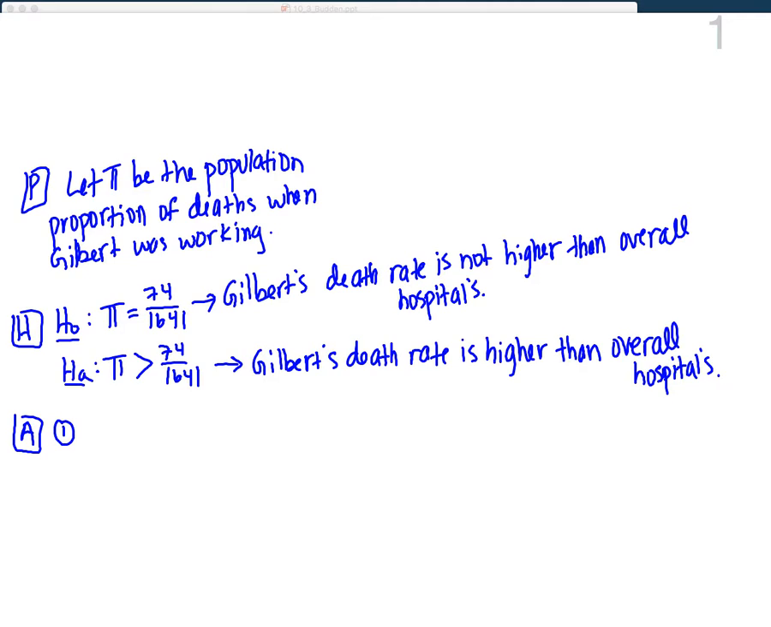Okay, assumptions. What do you think the first assumption is? We're in a simple random sample. Random sample. In this case, that would mean that Gilbert was randomly assigned patients. Do we have to say, like, check assumptions? Yeah, that would be a good idea. Say something like, we are checking the assumptions. So random sample would be that she was randomly assigned patients. Do we know that? I didn't really say, so let's say assume so.